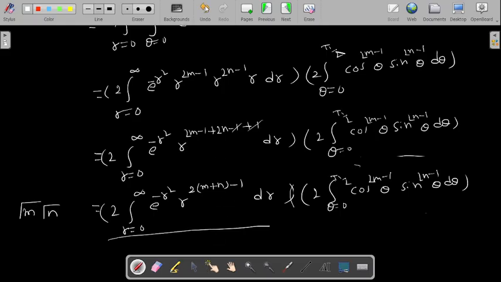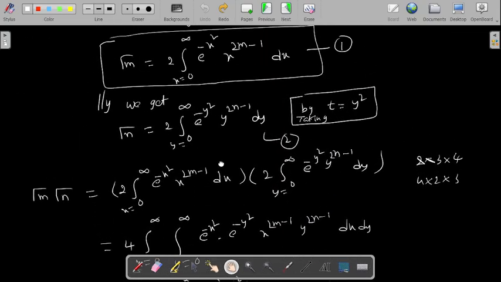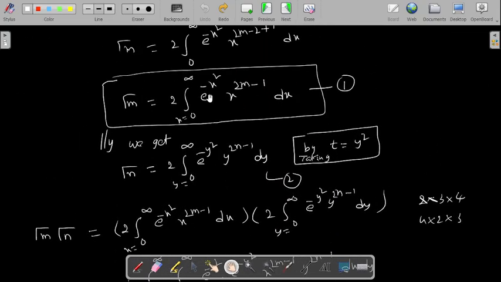We will check it. Everyone, observe this carefully. e power minus x square, x power 2m minus 1 is a gamma m. e power minus y square, y power 2n minus 1, it is what? Gamma n. Okay, 2m minus 1 gives gamma m, 2n minus 1 gives gamma n. Here x, y can be anything, integration does not depend on the variable. x, y, t can be anything. 2m minus 1 gamma m, 2n minus 1 gamma n.